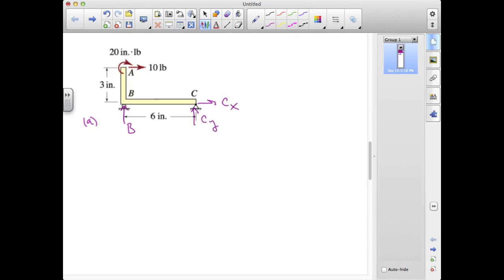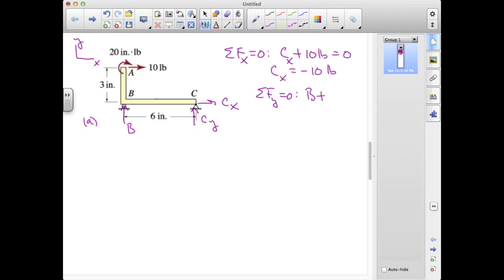If we now write our force and moment equations in the x direction, we simply have Cx plus 10 pounds equals 0, and that just tells us that Cx is minus 10 pounds. In the y direction, we have B plus Cy equals 0. There are no vertical external loads acting on the structure.